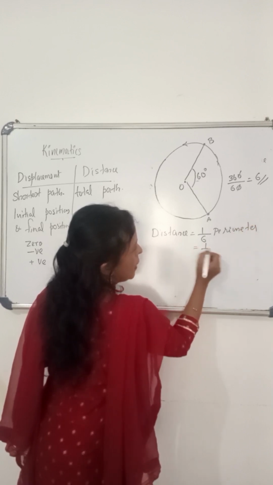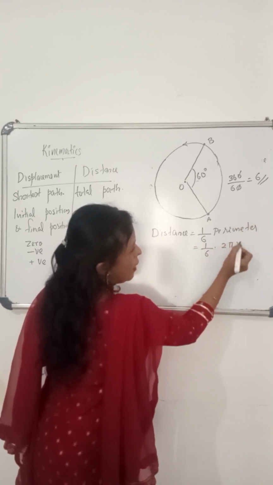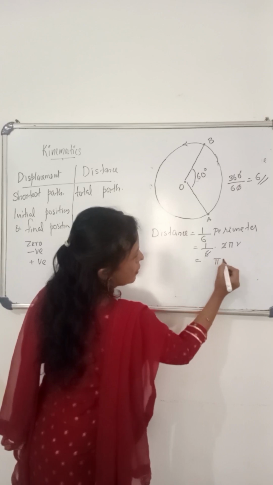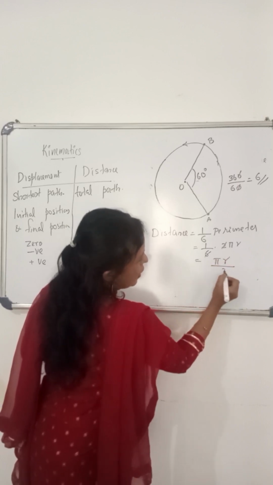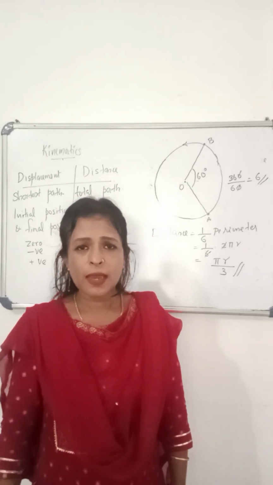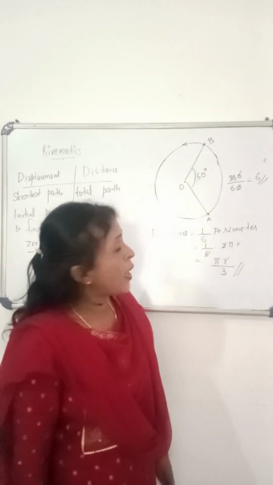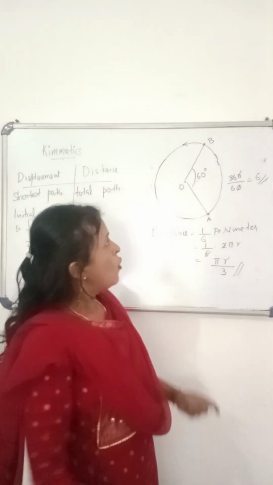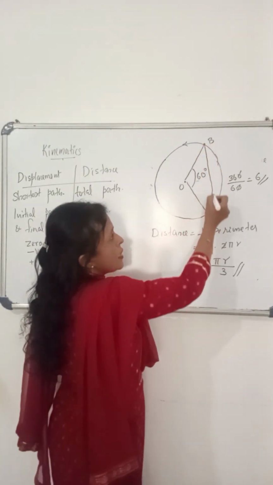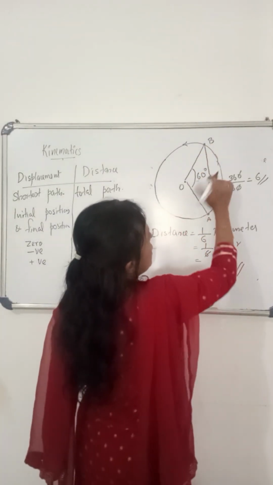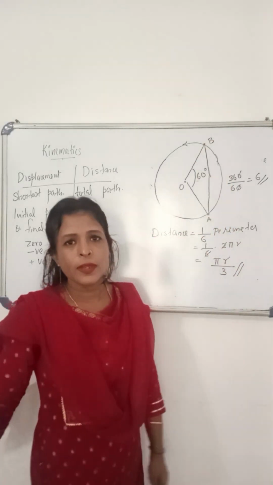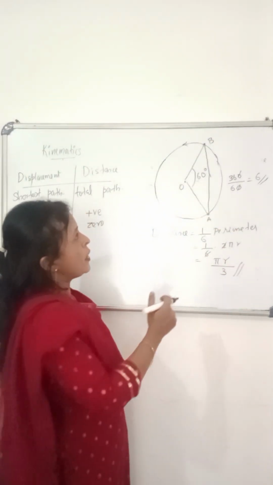1/6 of the perimeter, 1/6 into 2 pi r, which is equal to, 2 and 6 cancelled, 2 pi r divided by 3. This is the answer for distance. But we want to find out the displacement. We know that this is the shortest path. We call it the displacement. This is A to B. Okay, we want to find that out.